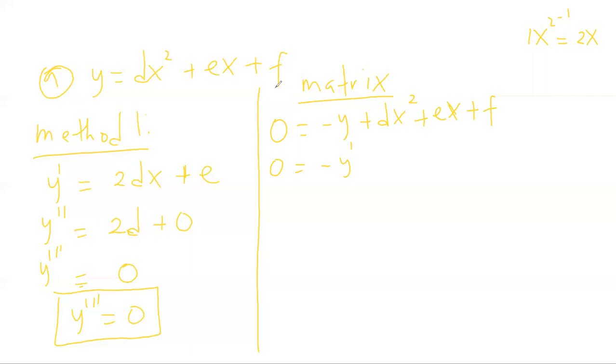If I take the derivative here, I'm going to have 2dx plus e. Now I want to take the second derivative. If I differentiate minus y prime, I will get minus y double prime, plus, if I differentiate this, I'll get 2d.